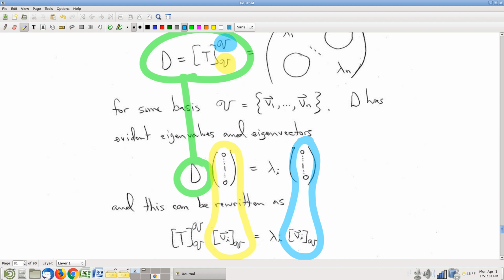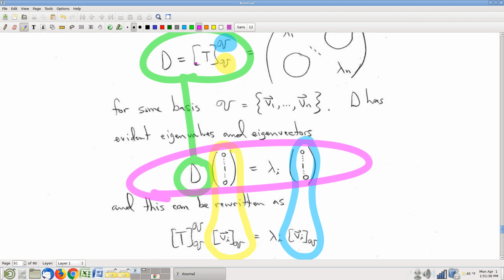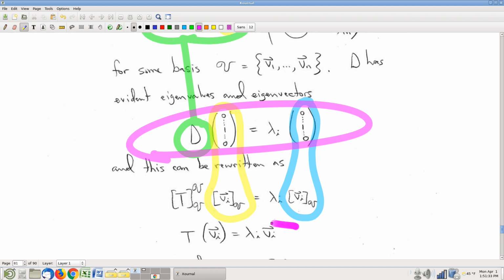Right. So taking this point of view, what's the language and how do I interpret from that point of view on this statement, I realize what languages are being used and can therefore realize that this statement here is just saying that T of VI is lambda I VI. Right, so I'm taking the script V interpretation here, and I'm just writing it sort of basis free. It's a statement about abstractions. D is just a way of talking about the linear transformation T.